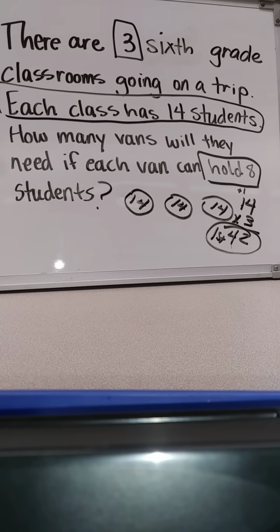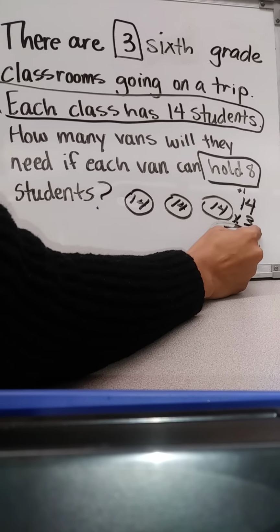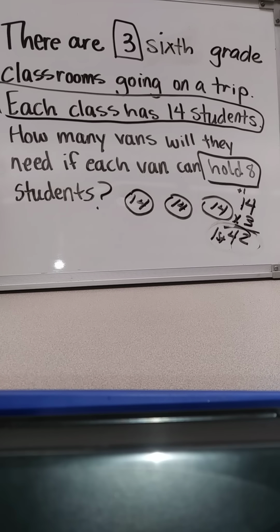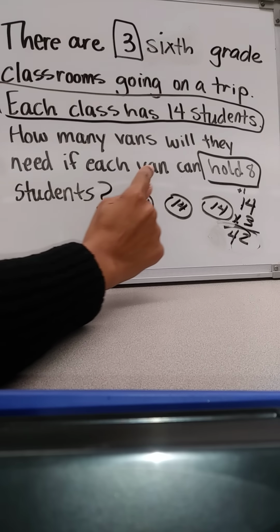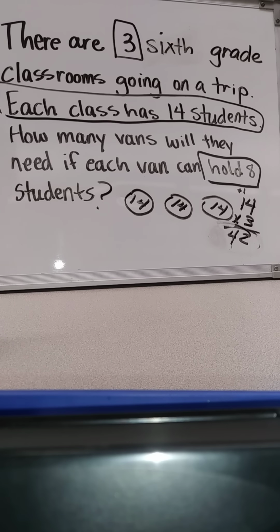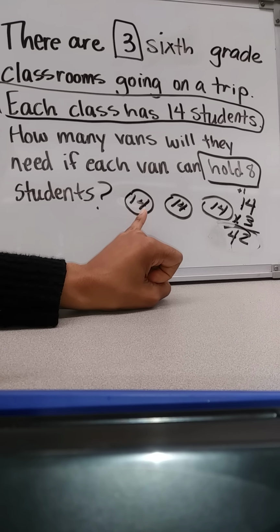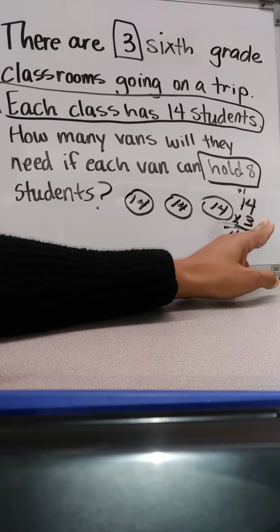But that's not our answer. So I'm going to uncircle that. Because some kids stop there, but you can't stop there. Because the question doesn't say how many kids are going on the trip. It says how many vans will they need if each van can hold 8 students. So we were just trying to figure out how many kids are going on the trip, because you can't figure out how many vans you're going to need if you don't know how many kids are going on the trip. So we needed to first define that 14 plus 14 plus 14, or 14 times 3, is 42.